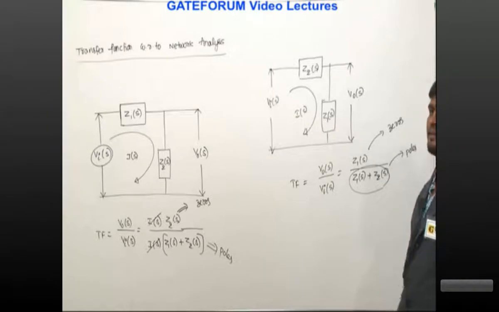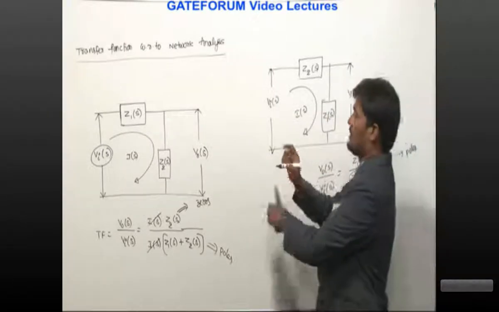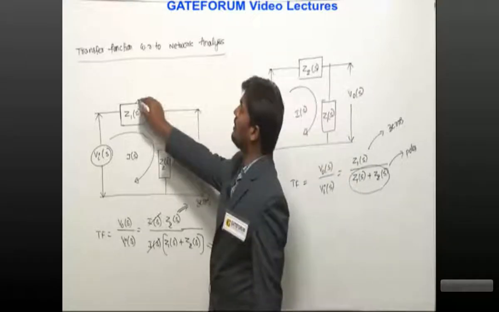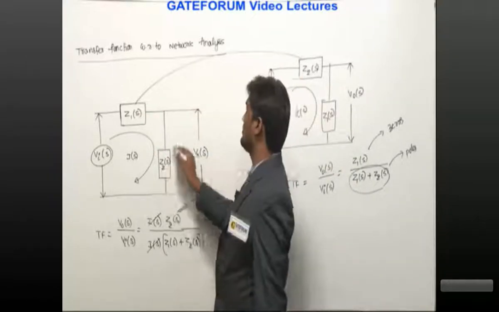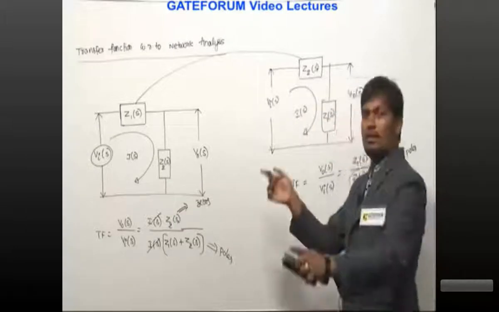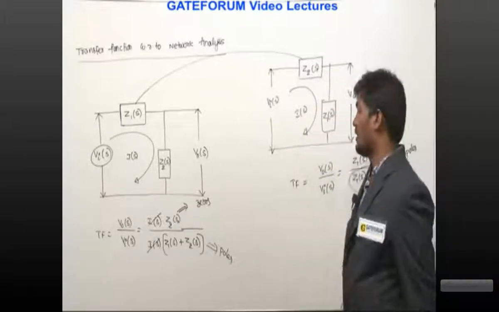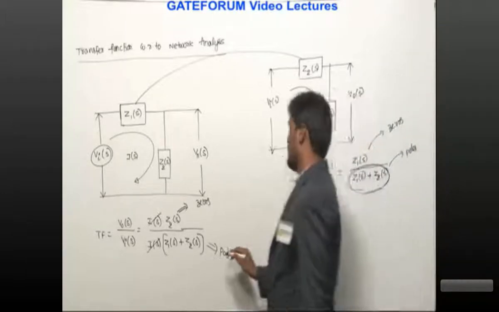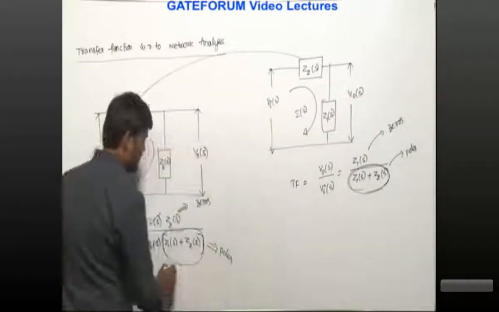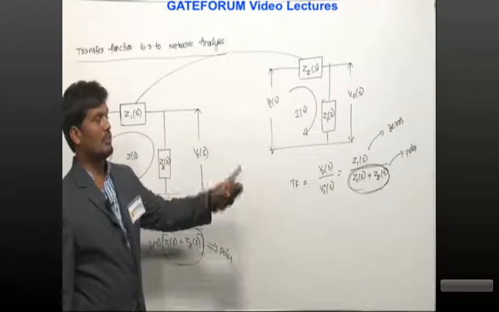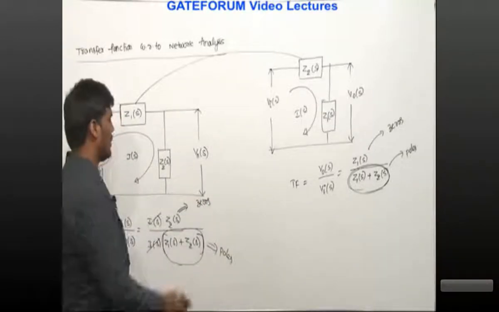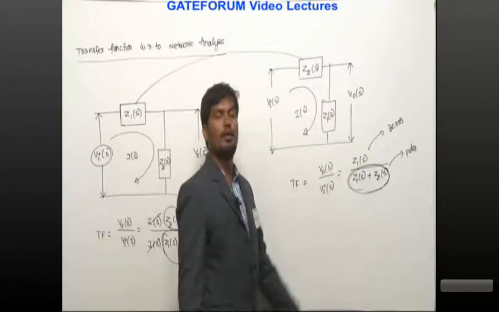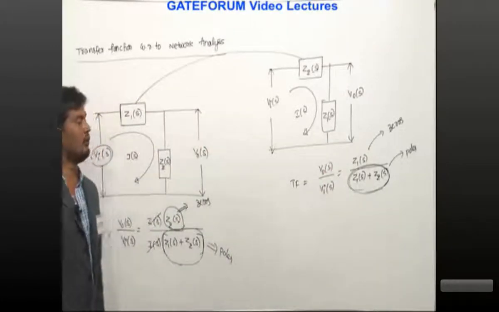See here, friends, even though network elements are interchanged, internal elements are changed, in place of Z1 I wrote Z2, in place of Z2 I wrote Z1. Even though internally the network elements are interchanged, the poles, meaning the denominator, remain the same. What is the denominator here? Z1 of S plus Z2 of S. There also Z1 of S plus Z2 of S. But the numerator, meaning zeros: here Z2, there Z1. The numerator can change, but not the denominator.